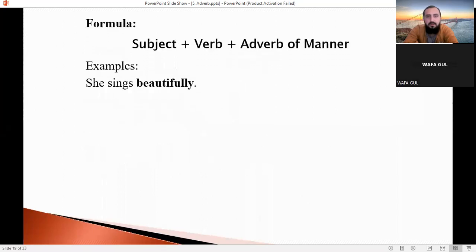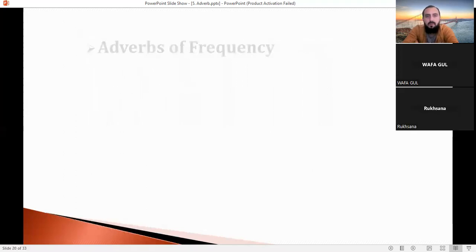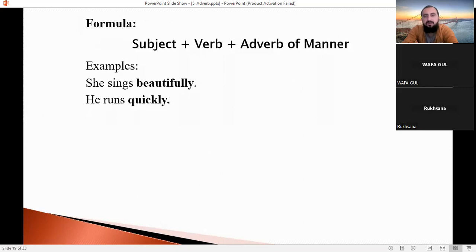Formula number one. Ms. Safa, you read it. Subject plus verb plus adverb of manner. For example, she sings beautifully. He runs quite quickly. So this is how you can use adverbs of manner. She sings beautifully, he runs quickly.